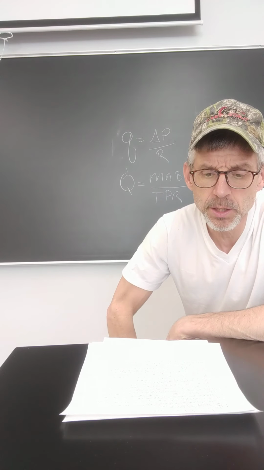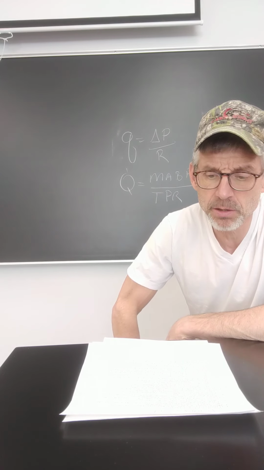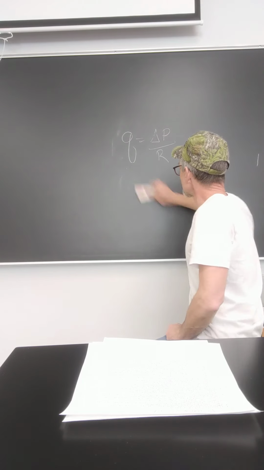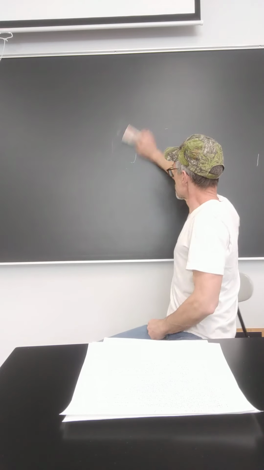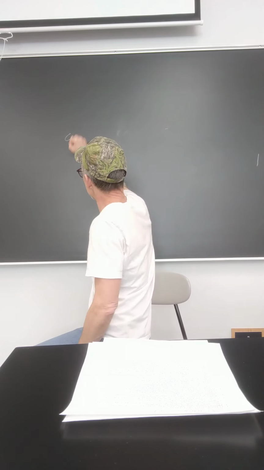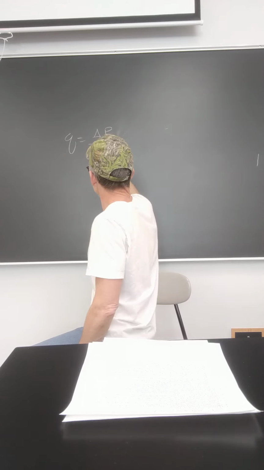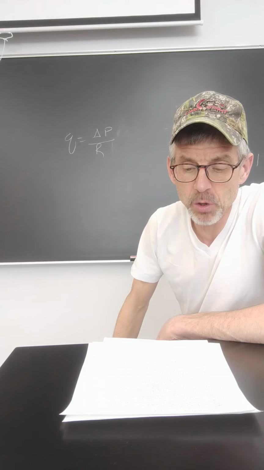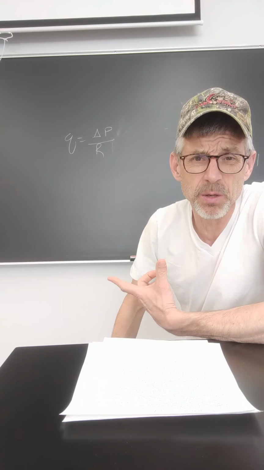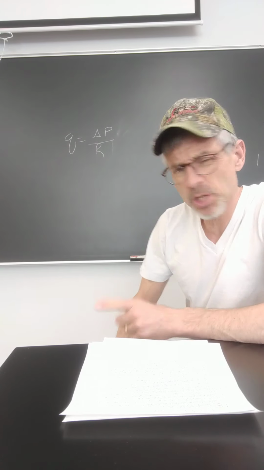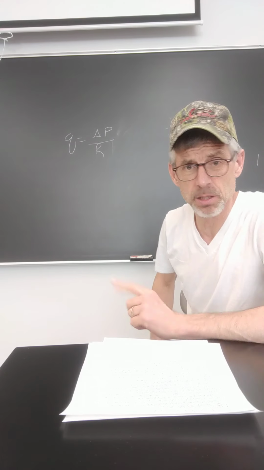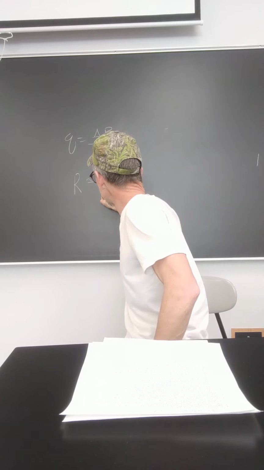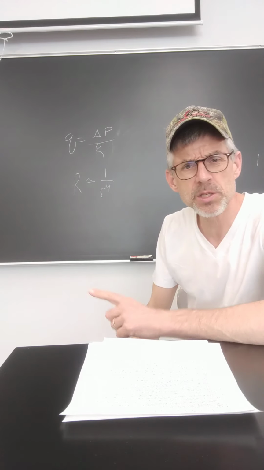Now the question is, if pressure is held constant, so let's hold this pressure term constant here, what would be the effect on flow if a vessel's radius was doubled? Now remember the relationship between resistance and vessel size. Resistance is proportional to 1 over radius to the 4th power.